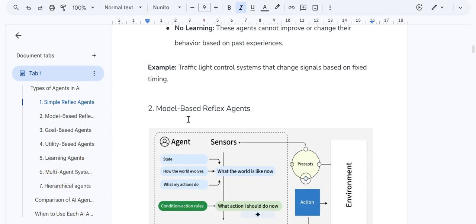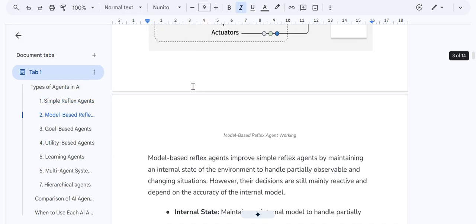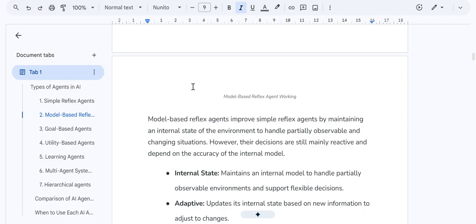Another agent is the model-based reflex agent. It uses a model, like an LLM, large language model, and gives the output. It tracks how the world evolves and what my actions do. Model-based reflex agents improve on simple reflex agents by maintaining an internal state of the environment to handle partially observable and changing situations. However, their decisions are still mainly reactive and depend on the accuracy of the internal model.